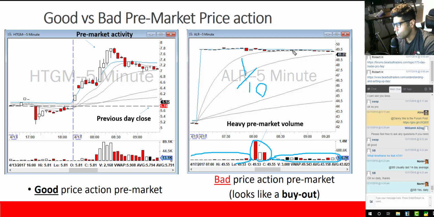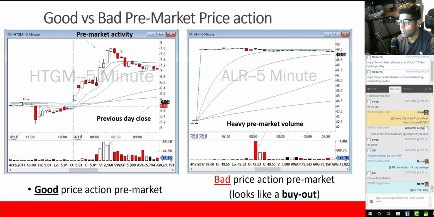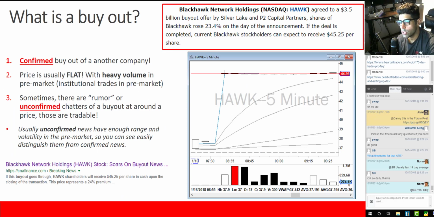But I have to check out what is going on. This looks like a buyout, and we'll discuss that buyout. When the price is flat, there's no range, there's no volatility. And remember, as a day trader, you really want to find these volatilities. There's heavy volume, which is very interesting, but that is a buyout. Buyouts are usually the confirmed news that one company buys another company, and usually the price is fixed.